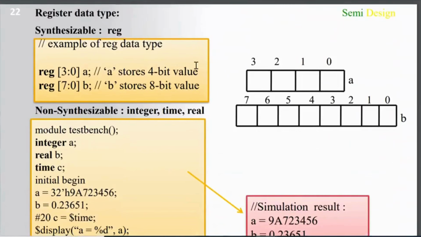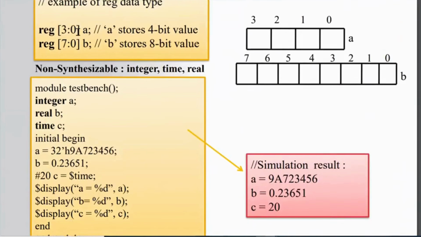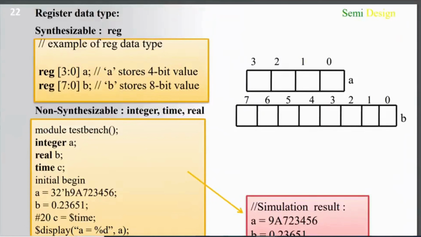Okay. Next, coming to the reg data type, register data types. In register data types, we have synthesizable and non-synthesizable. Coming to the synthesizable, the reg data type is synthesizable. Here A is storing a 4-bit value and B is storing a 7-bit value. 3 down to 0 means just location-wise it is different: 0, 1, 2, 3. If you write 0 up to 3, the locations will be 0, 1, 2, 3 like that. The order of location will be changed.